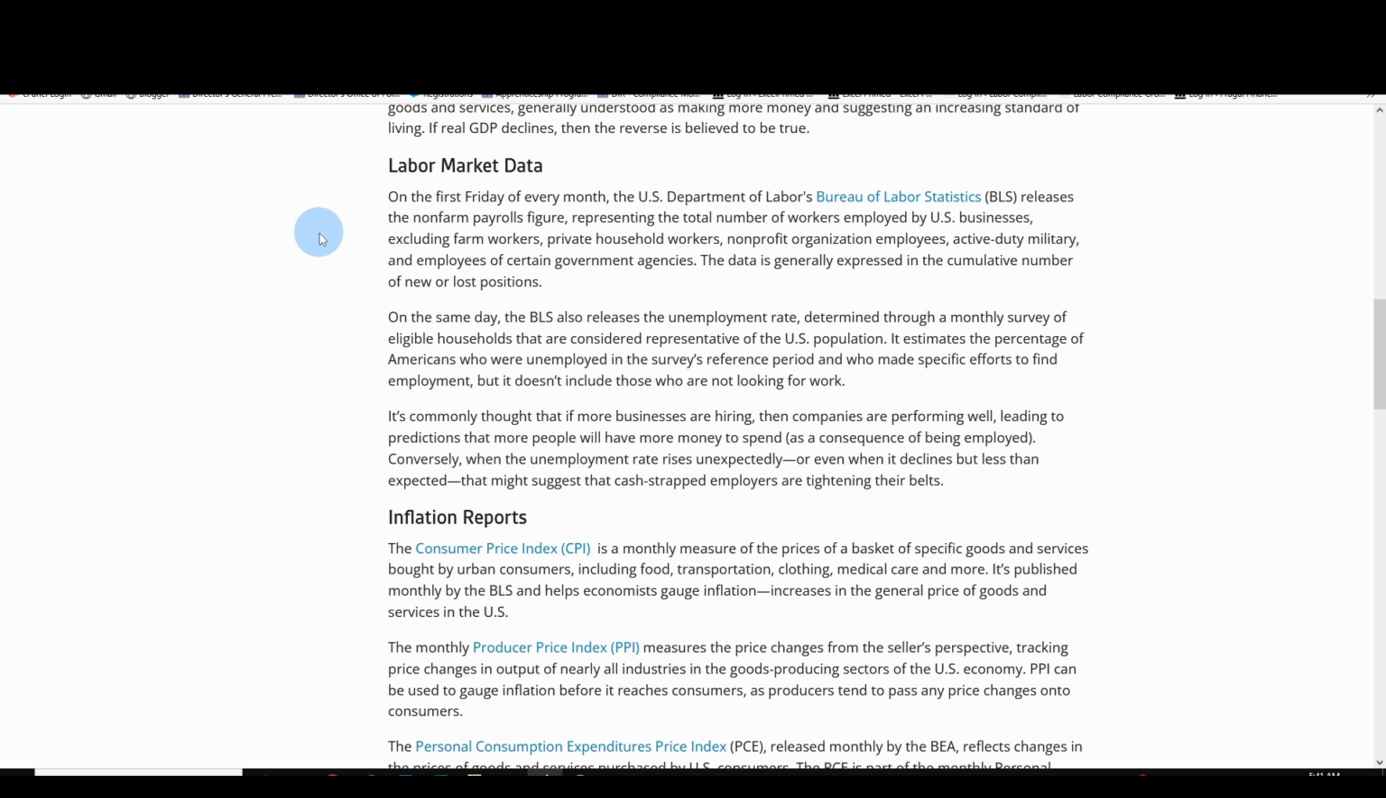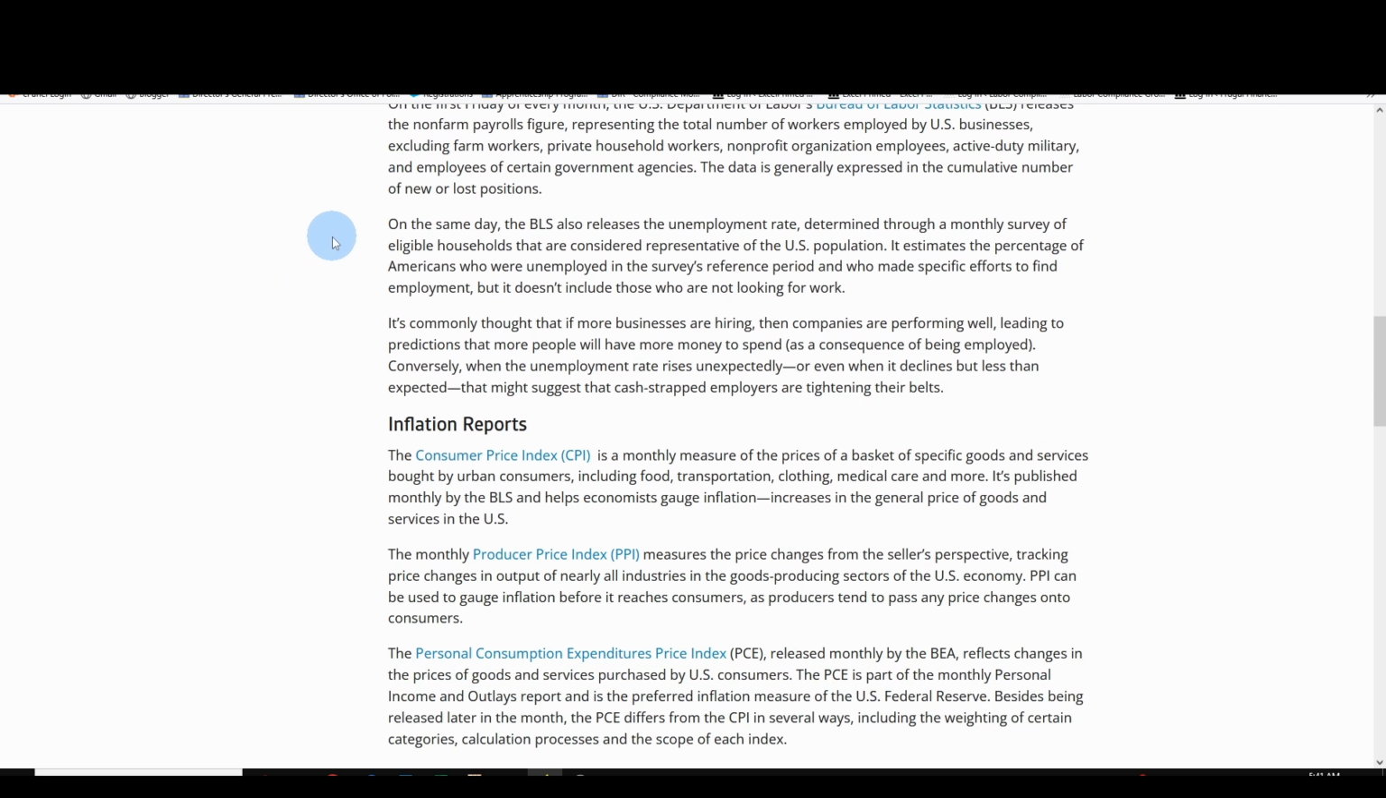Labor market data. On the first Friday of every month, the U.S. Department of Labor Bureau of Labor Statistics releases the nonfarm payroll figure, representing the total number of workers employed by U.S. businesses, excluding farm workers, private household workers, nonprofit organization employees, active duty military, and employees of certain government agencies. The data is generally expressed in the cumulative number of new or lost positions.